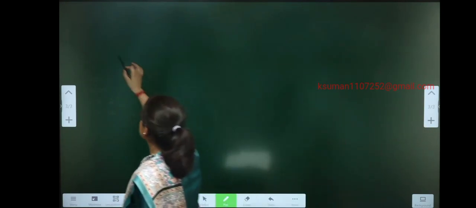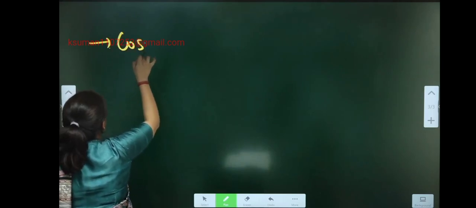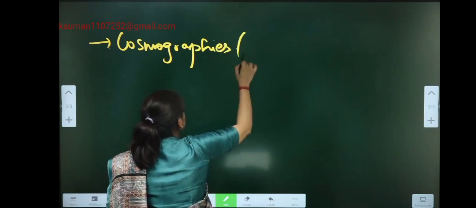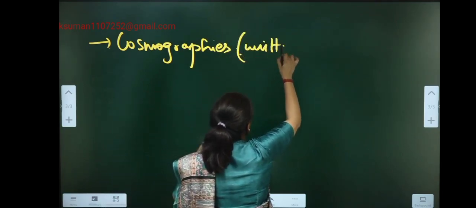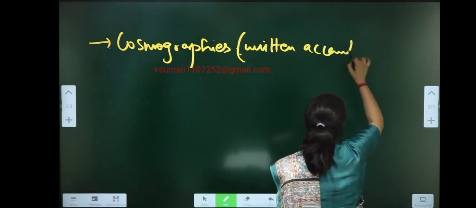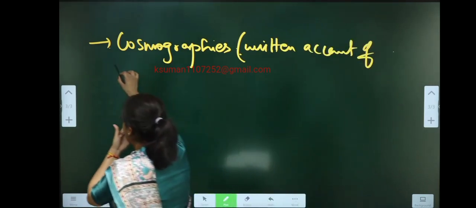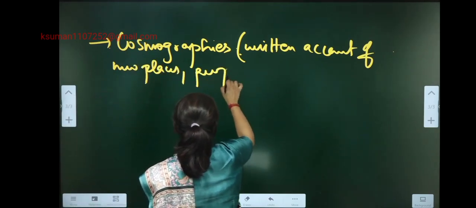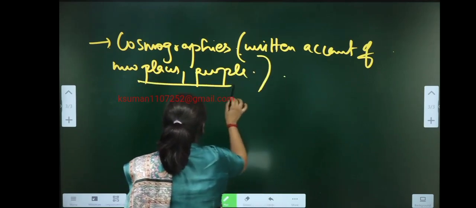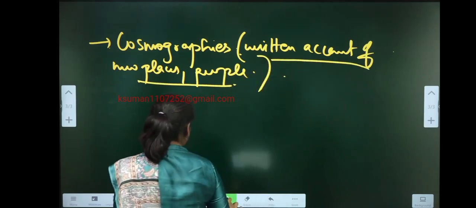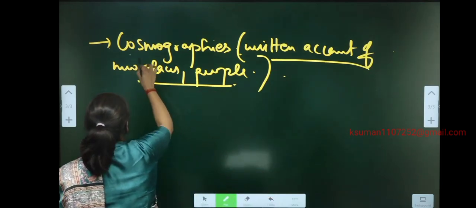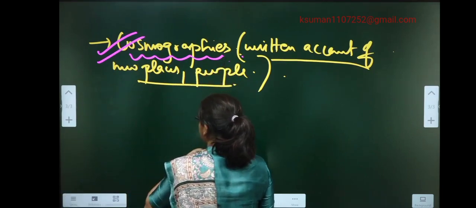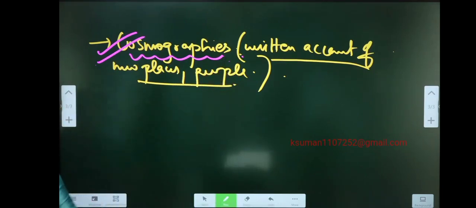So hence, cosmographies, that is the written account of new places and people with whom there was interaction, that started to be written down in the form of cosmographies. Okay.